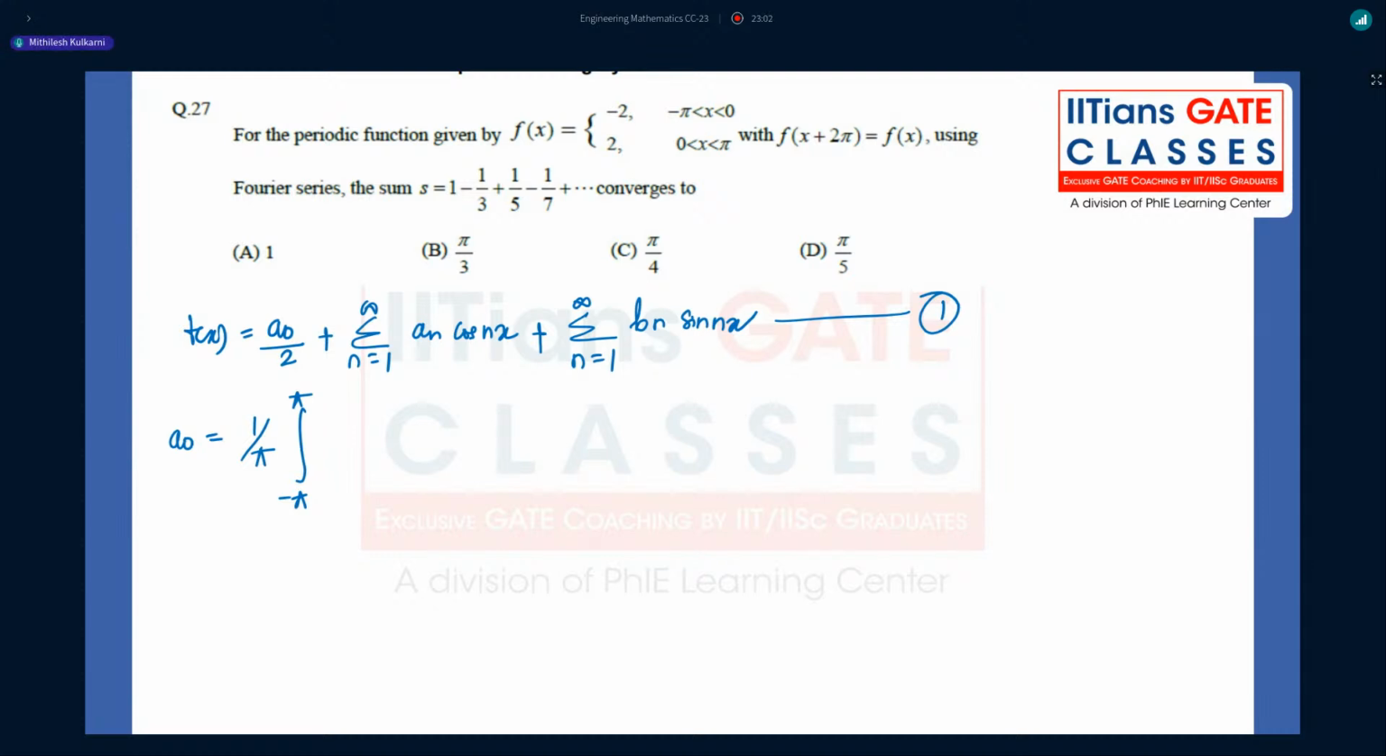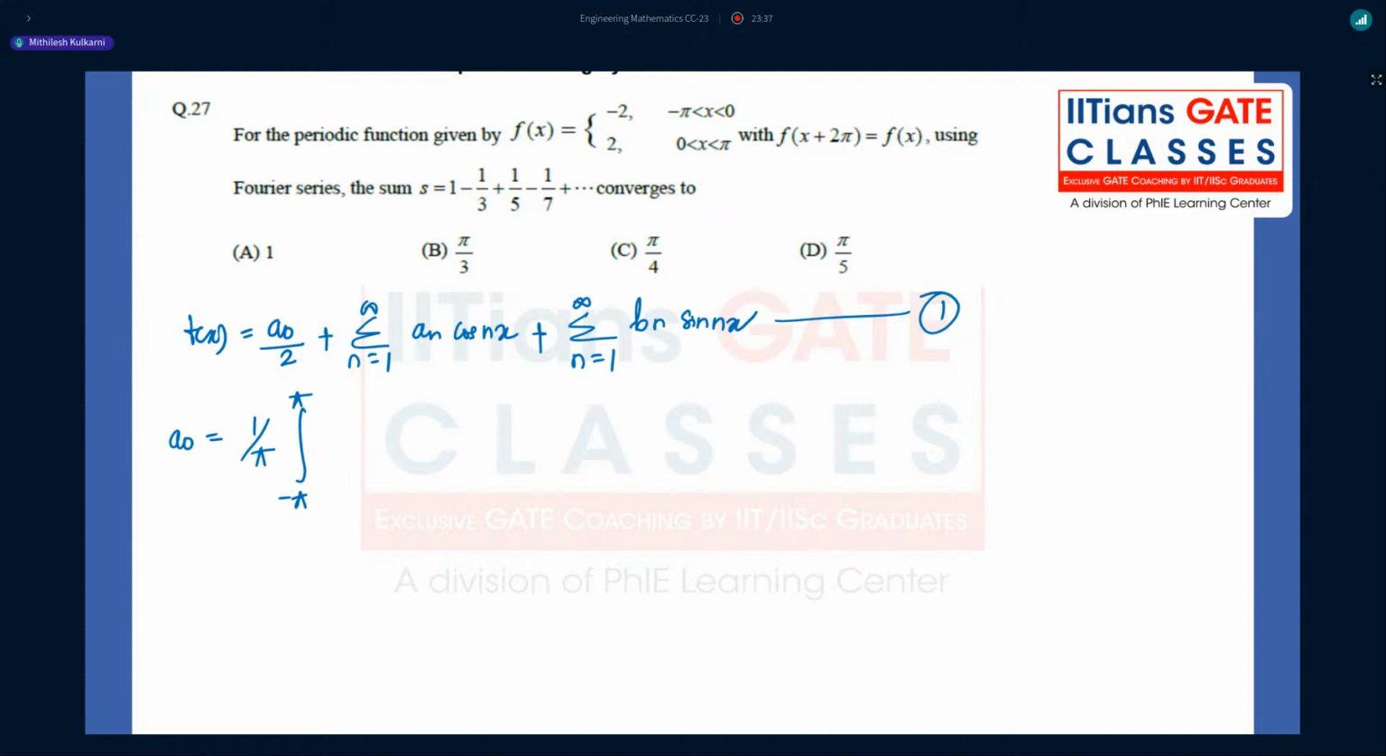1 upon pi as it is, integration of minus 2 is minus 2x. So minus 2 into, after putting the limit, 0 minus of minus pi, so it will be plus pi, and plus 2 times integration with respect to dx is x, and after putting the limit it will be pi minus 0. So it is minus 2 pi here and plus 2 pi here. It will get cancelled out and we'll get 0. So here a naught is 0.